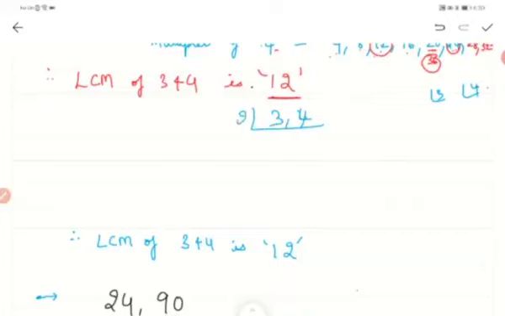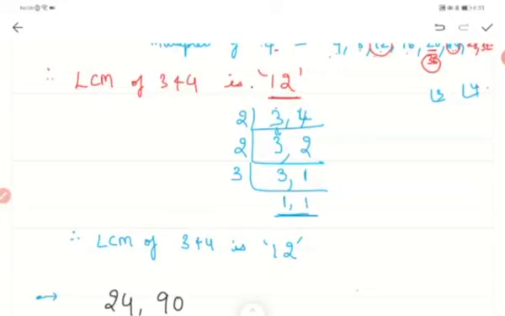So first, if I take 2, 3 is not there in 2's table, so take 3 as it is down. 4 is there, so 2 twos are 4, isn't it? Okay, the next thing is, again if you have 2 here, your 3 will not go in 2's table, so keep 3 as it is. You have 2 ones is 2, okay, and you have 3 ones is 3. So you will go and divide the numbers until you get 1.